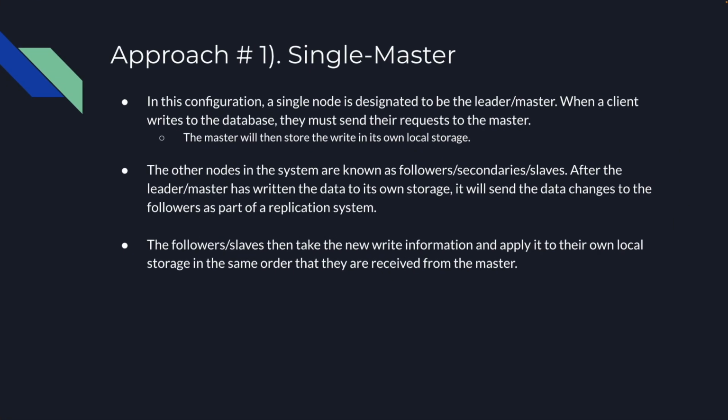The first approach is going to be your single master approach. In this configuration, a single node is designated to be the leader or the master node. When a client writes to the database, they must send the requests to the master node. The master will then store the write in its own local storage, and the other nodes in the system are known as followers or secondaries or slaves. After the leader or master has written the data to its own storage, it will send the data changes to the followers as part of the replication system. The replicas will then take the new write information and apply it to their own local storage in the same order that they were received from the master.